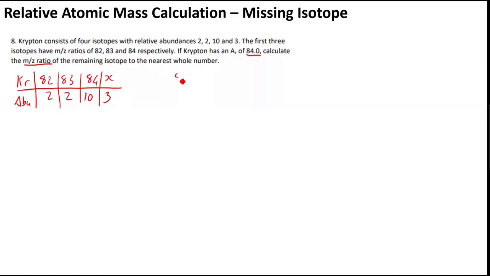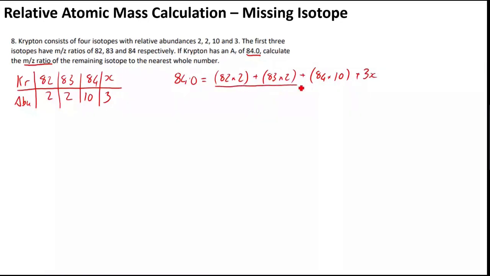So AR, they've given us it. It's 84.0. It's going to equal mass 1 times abundance 1, so 82 times 2. Then carry on going through the table. Whatever's in the top row, times it by the number directly below. Add it to the third row and third column along, 84 times 10. And on this last one, we don't know the M/Z ratio, so we don't know which isotope it is, but we do know the abundance, so you can still times them together. We just call that 3x.